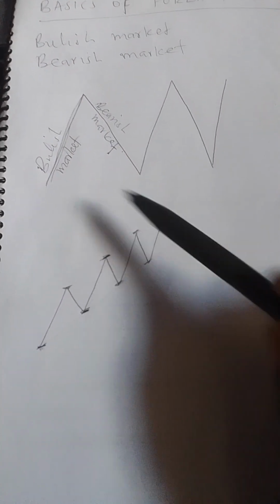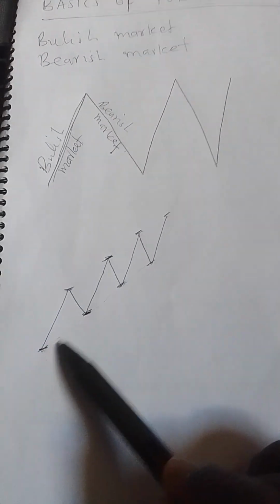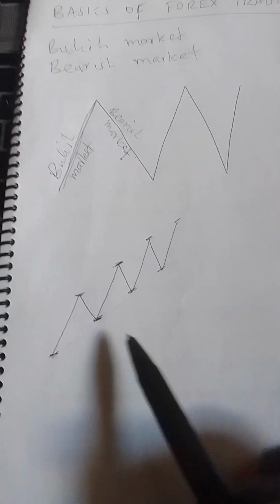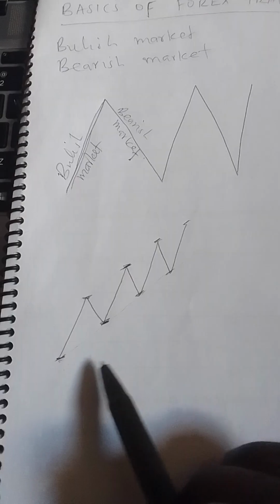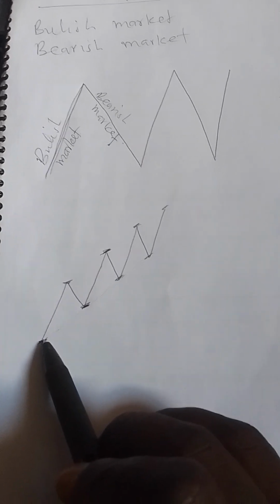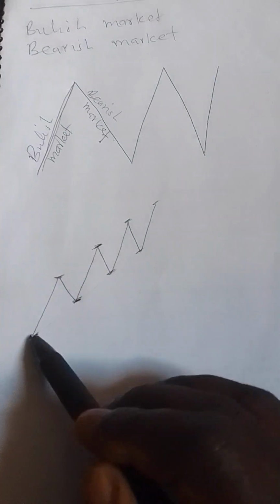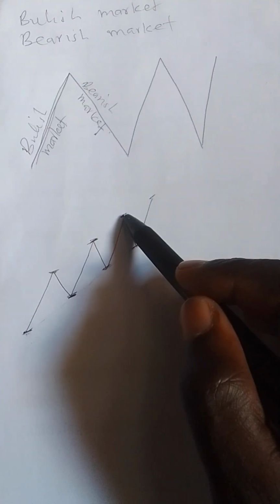So in this form, the market will be bullish. When you want to trade, you can buy. After buying, maybe you buy at this point, then you take profit at this point, and you will have a good amount of money.